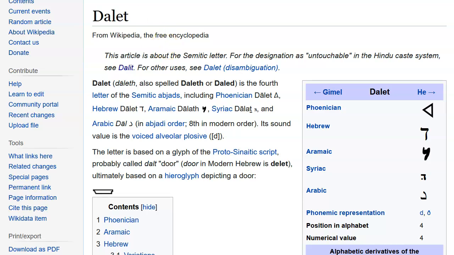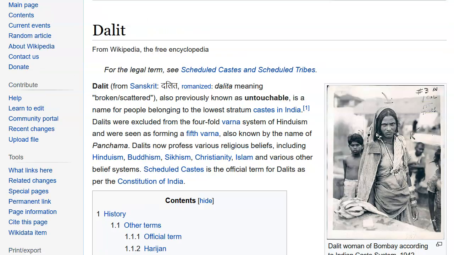I just think that's interesting because it also says they were previously known as the untouchables, but I believe they were self-identifying as Dalits, and I just think that's interesting because it's a Hebrew letter. But here's what really jumped out at me: the word Dalit in Sanskrit means broken or scattered. Also means broken. Broken can also be similar to crushed. So crushed and scattered.